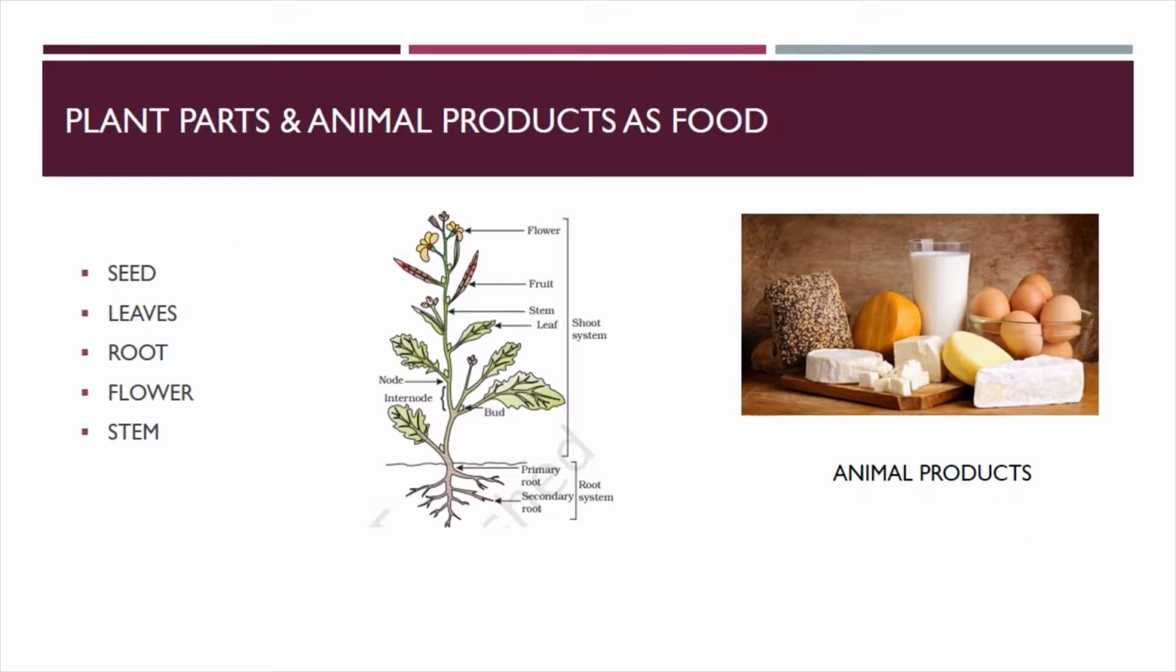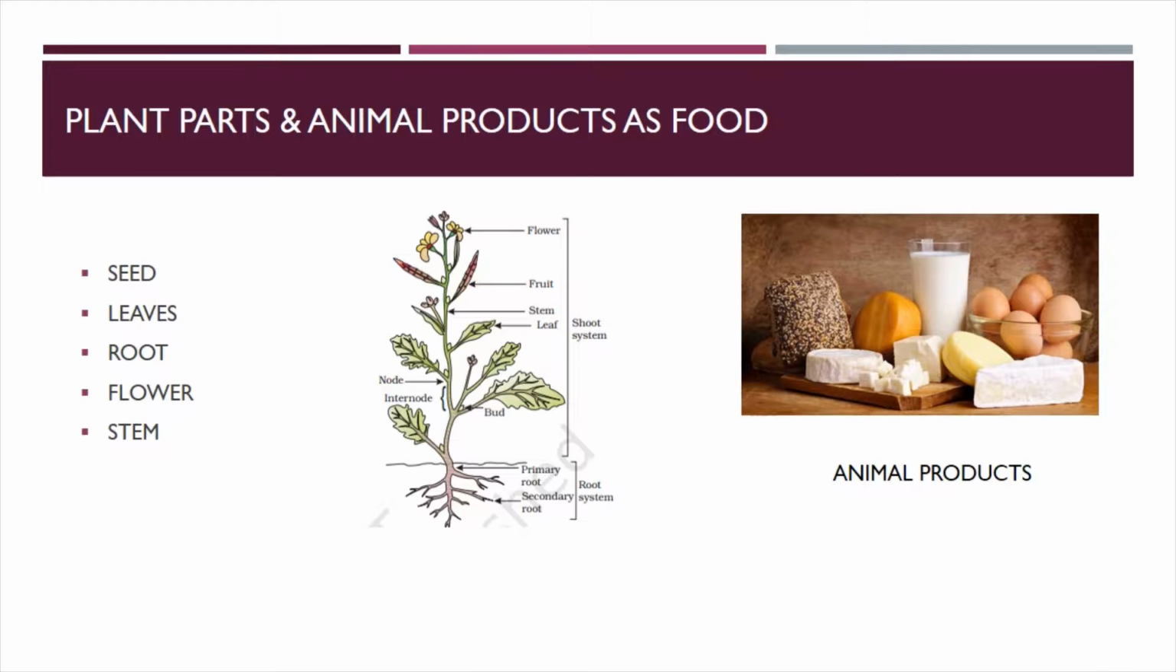Plant parts and animal products as food. Plants have 5 different parts: seed, stem, leaves, flower and fruit. We get our ingredients from these parts. Now let's see the plant ingredients that we use in our day-to-day life. The first one is seeds. Example, rice, wheat and mustard.